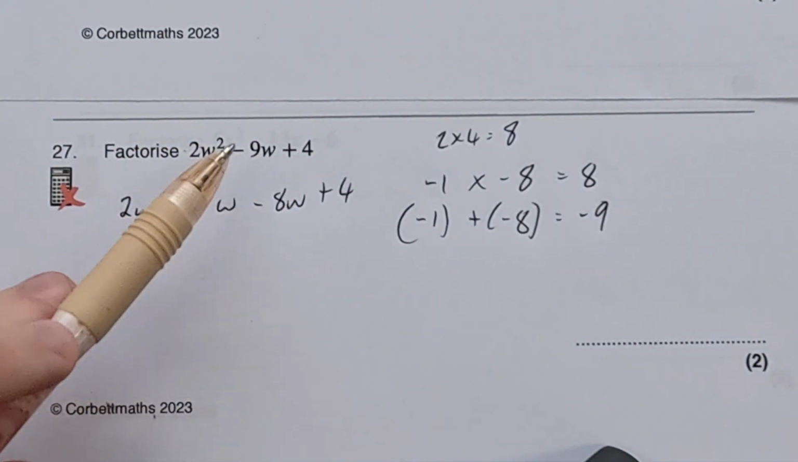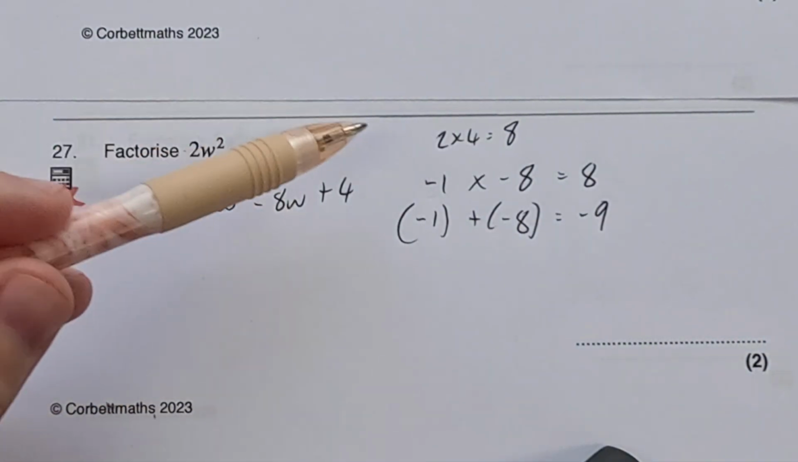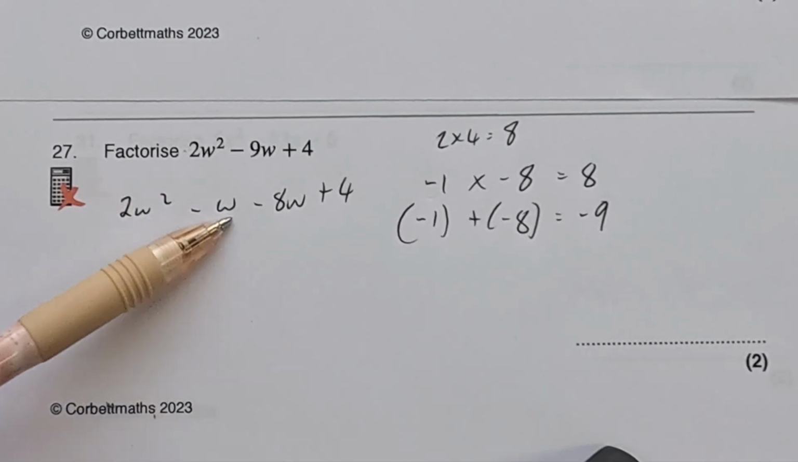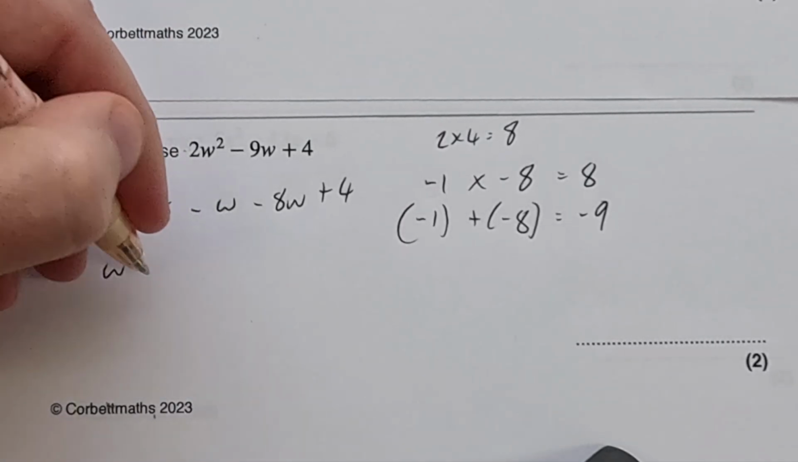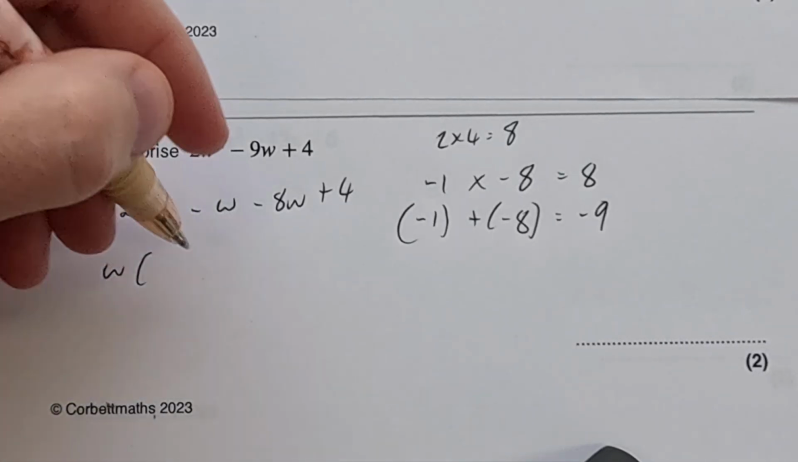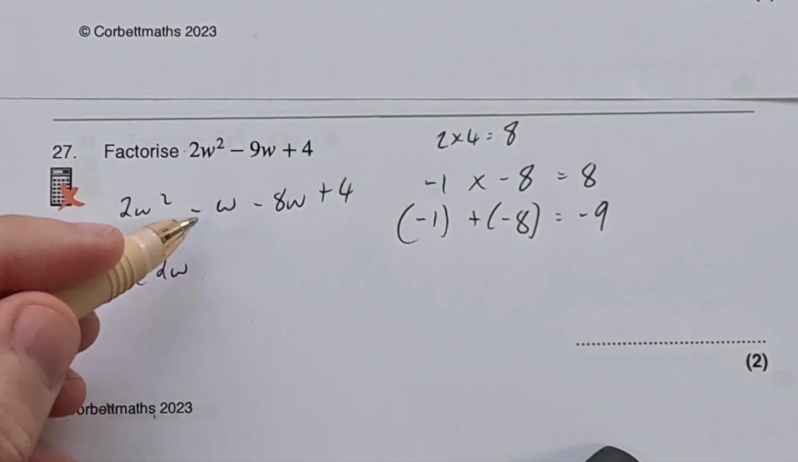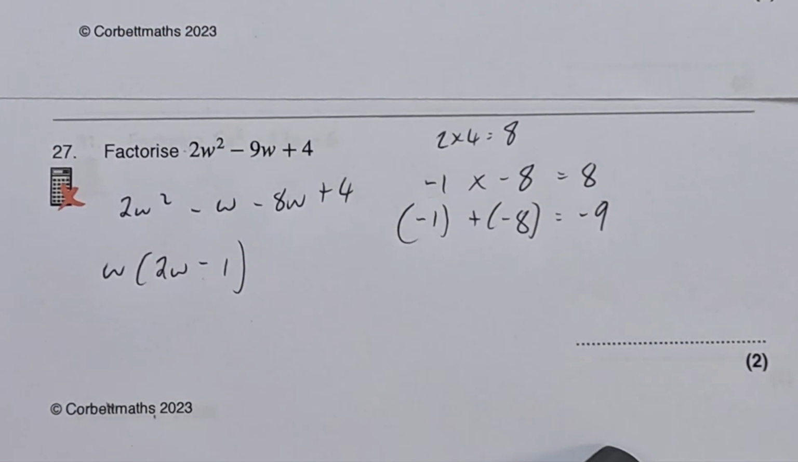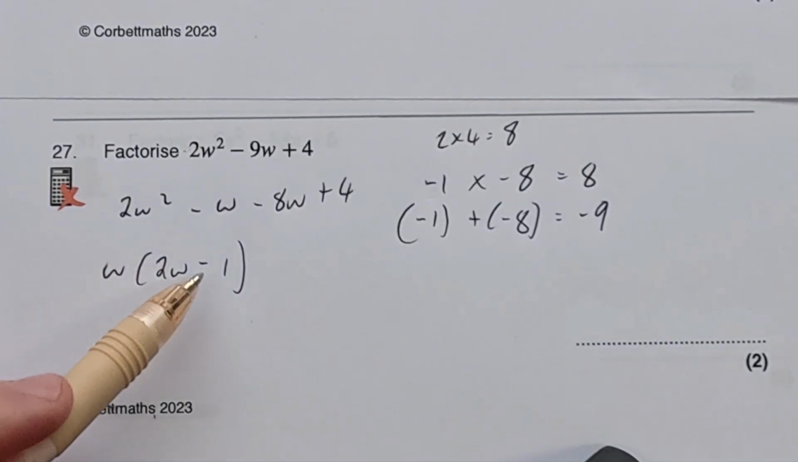We've split the middle term up into minus w and minus 8w because we know that we were using minus 1 and minus 8. Now let's factorize the first two terms and then factorize the second two terms. Okay, so if we factorize the first two terms, you can see here we've got 2w squared minus w. We can take a w out here. So let's do w and then in brackets, and let's divide both of these terms by w. So 2w squared divided by w would be 2w. And then we've got minus, and then w divided by w is 1, and then close brackets. So we've got w brackets 2w minus 1.